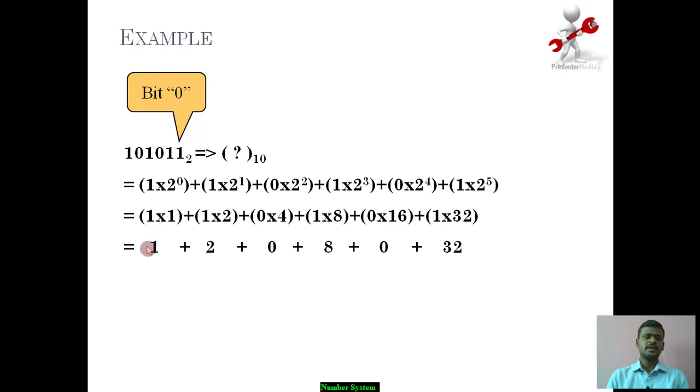Now in the final step we will add these numbers, that is 1 plus 2 is 3, 3 plus 0 is also 3, 3 plus 8 is 11, 11 plus 0 is 11, 11 plus 32 is 43. So your answer will be 43. This will be in decimal. So this is how we can convert any binary values to decimal numbers, right?